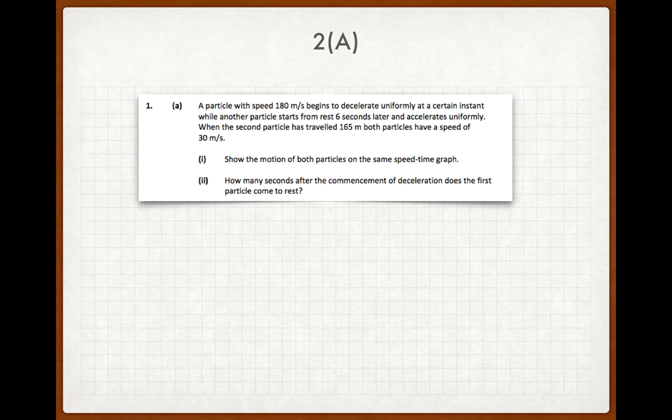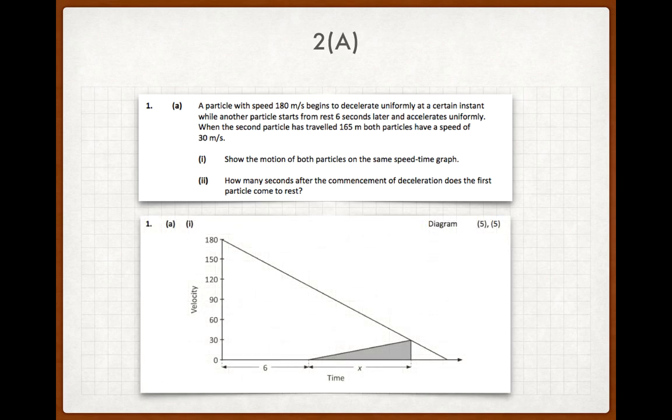So the first particle starts at 180 meters per second and decelerates uniformly to rest. So their velocity time graph will be from 180 diagonally down to the right. Another one then starts from rest but accelerates, so it goes up towards the top right. And when the second particle has travelled 165 meters, both particles have a speed of 30 meters per second. So those 2 lines will intersect at a particular instance.